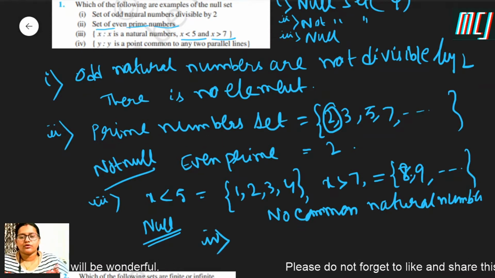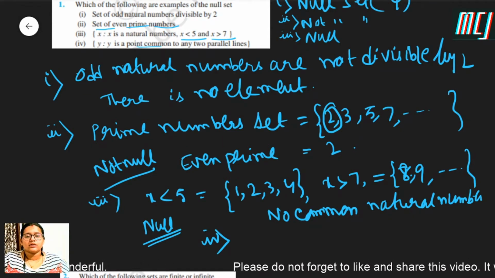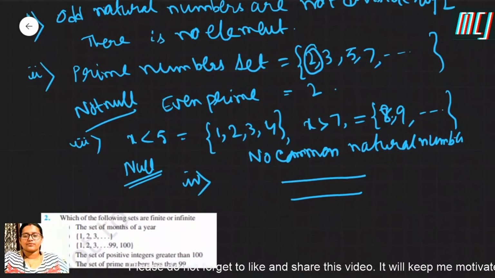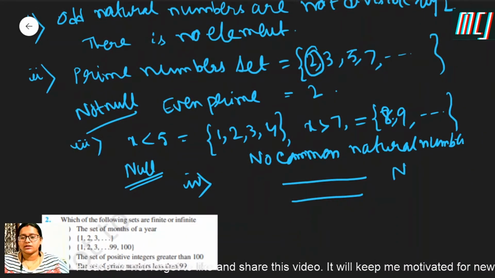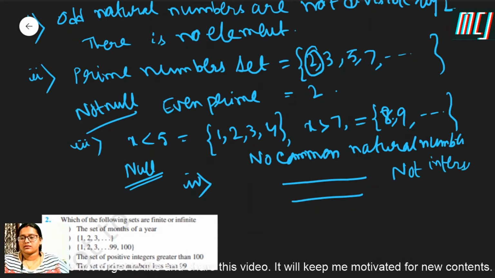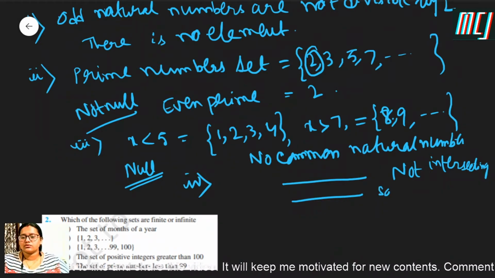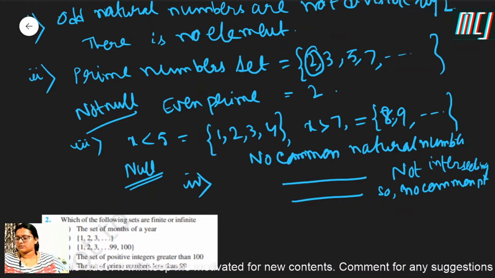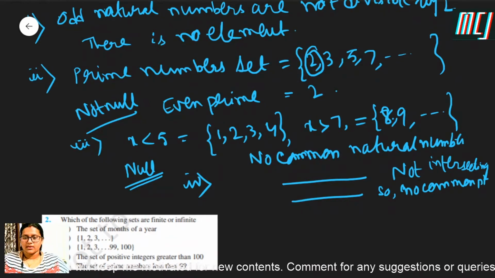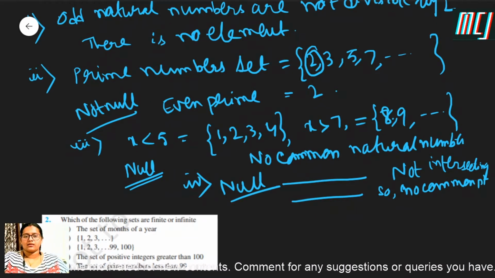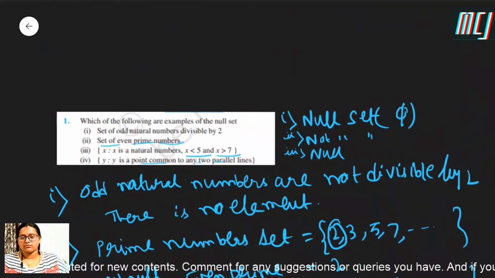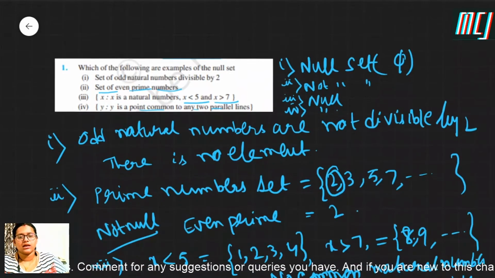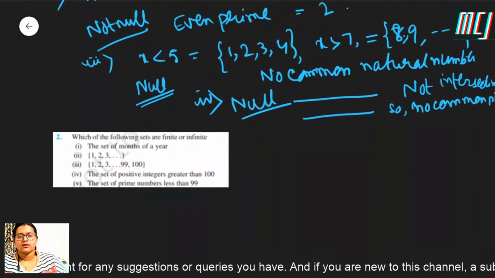So see question number 4. It is telling y is a point common to any two parallel lines. Parallel lines means like this, right? They cannot intersect. Parallel lines are not intersecting. So no common point. That means it's also a null set. So what will be the answer? Question number 4 also null, right? So the first one is a null set, the second one is not null, and the third and fourth both are null sets. I hope it's clear to everyone.